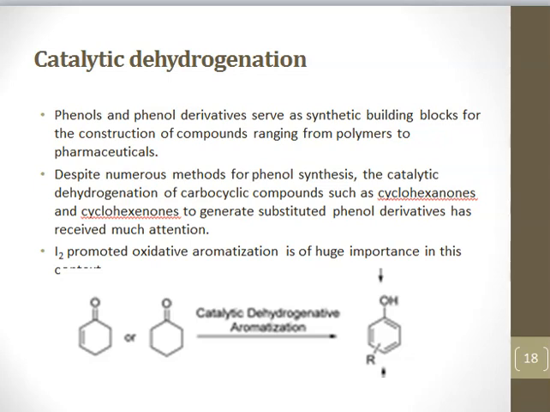And lastly, we saw the use of iodine for aromatization. In case you have cyclohexenone, you can convert it into phenols by making use of iodine as an oxidizing agent, right? I hope you have understood this lecture well. Thank you.